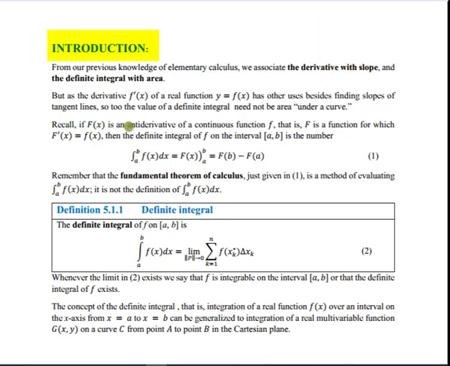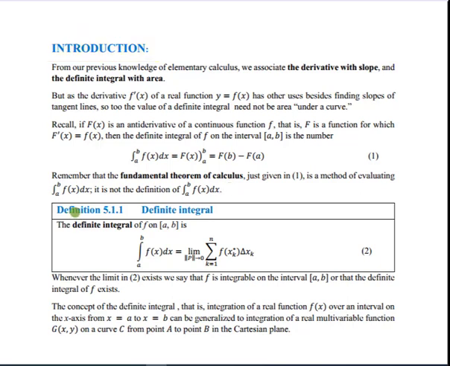Recall, if capital F of x is an antiderivative or primitive of a continuous function f, that is, capital F is a function for which capital F prime x is equal to f of x, then the definite integral of f on the interval [a, b] is the number F of b minus F of a. Remember that the fundamental theorem of calculus, just given in (1), is a method of evaluating the integral from a to b of f of x dx. It is not the definition of the integral from a to b of f of x dx.